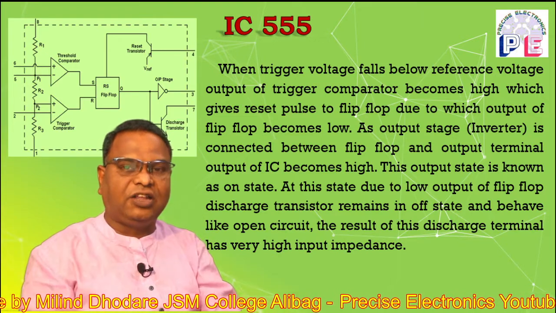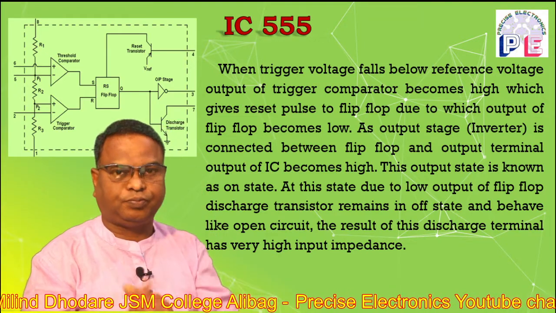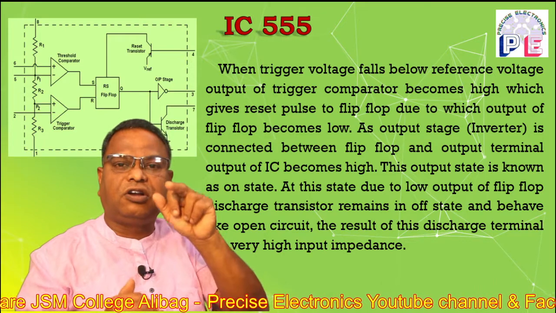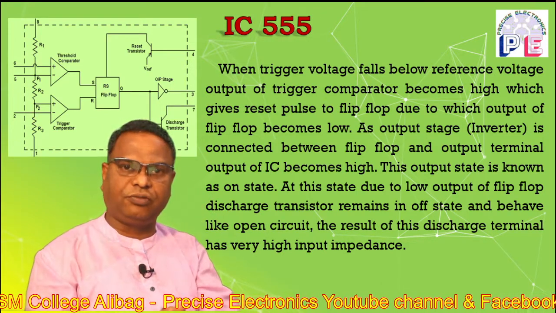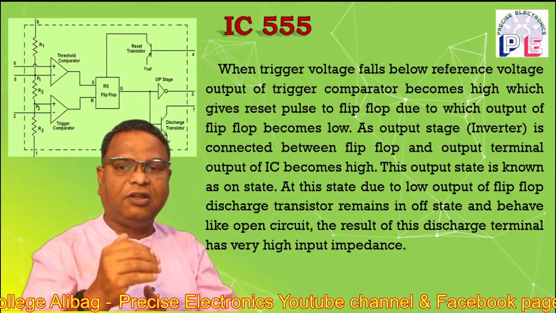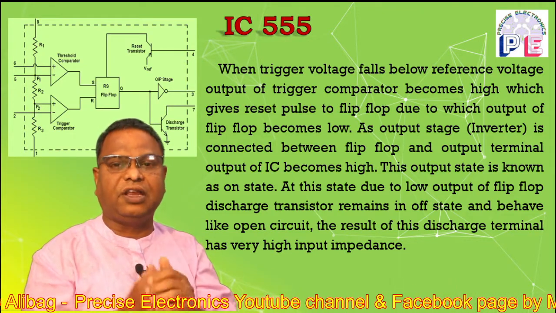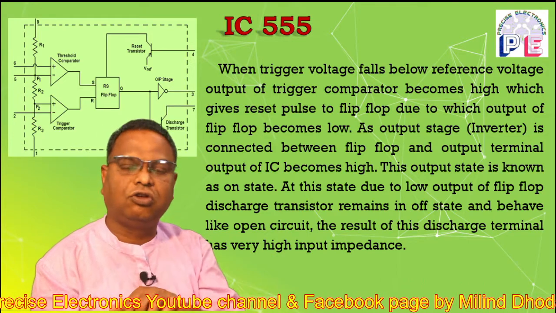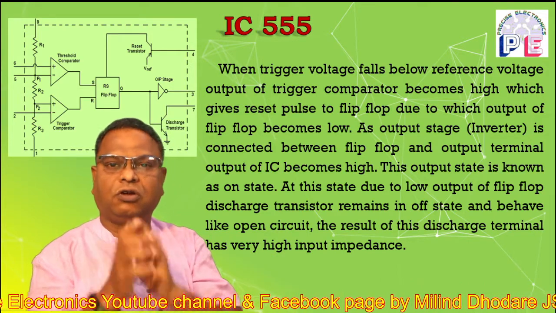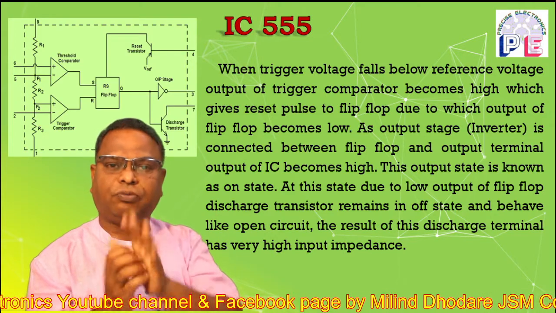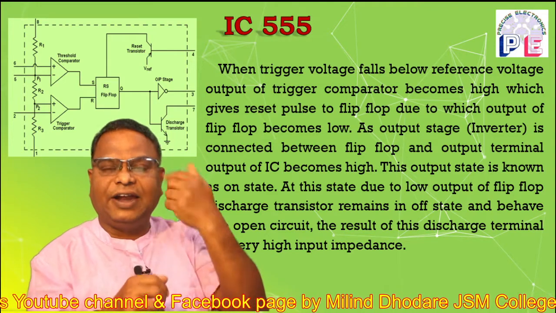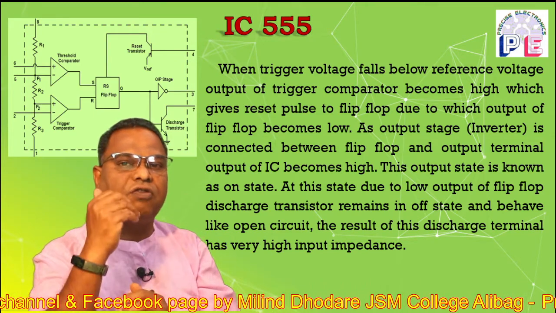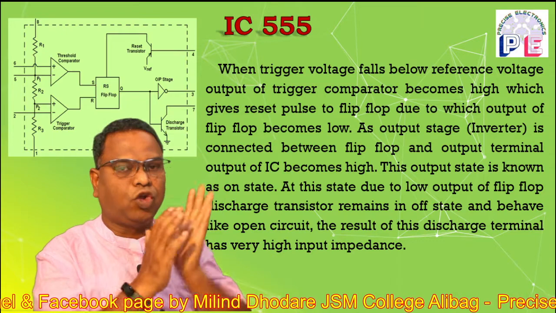So at this stage, when the trigger pulse is applied, the IC becomes on. Friends, in this case, as the output of the flip-flop is low, the discharge transistor does not get the biasing potential and remains in off condition. Hence it gives an infinite impedance, infinite resistance to pin number 7. The function of this pin is discharge, so obviously the capacitor is connected externally to this pin. This capacitor is connected to the plus VCC. It will not get connected to this transistor because this transistor behaves like an open circuit and offers very high resistance. The output of the IC at this stage becomes high.